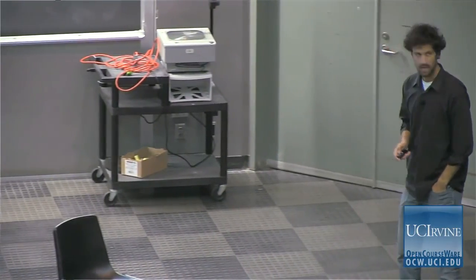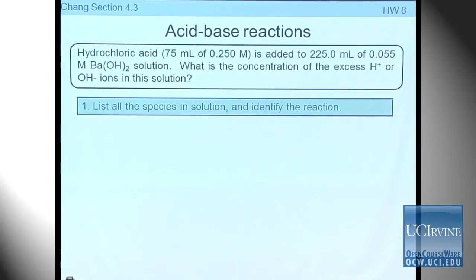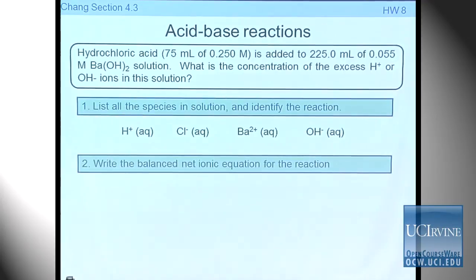So at the very beginning, I just want to see what I am talking about. Here are the ions in solution: H plus, Cl minus, barium 2 plus, and OH minus. And the reaction that's taking place is, again, the same: H plus and OH minus to form water. Cl minus and the barium are just spectator ions. So what I really want to know is how many H pluses do I have, how many OH minuses do I have, and which one of these is the limiting reagent? Which one is running out first?